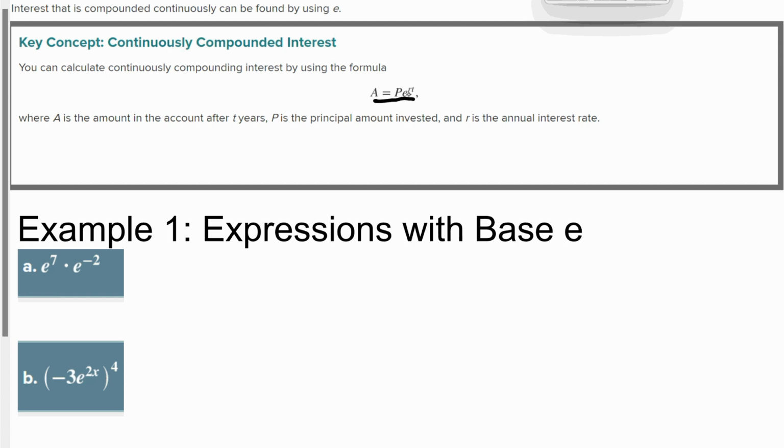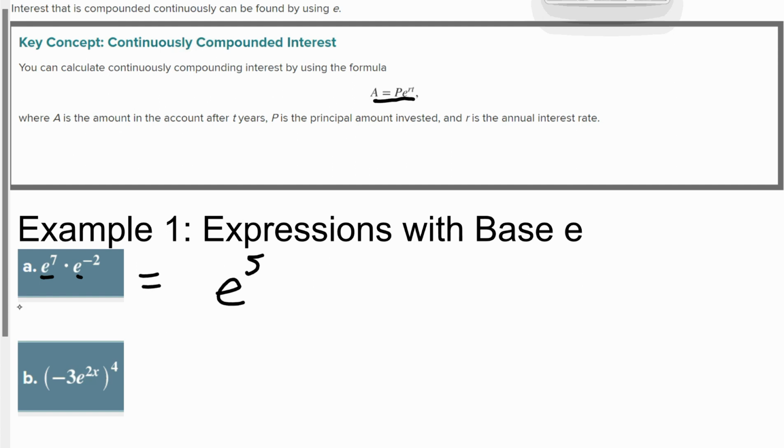P is our principal, and then we multiply by e, that e button on your calculator, raised to our rate times time. Okay, so I want to express this expression with e, so I basically just want this answer with an e in it. So when I multiply by the same base, e, I add my exponents, so 7 plus a negative 2 is just 5, right?